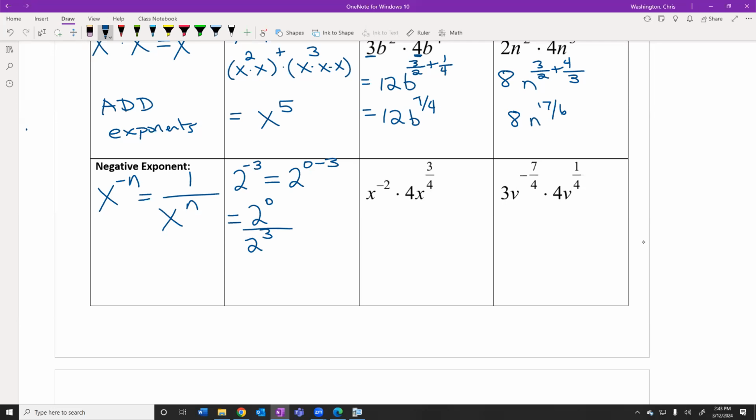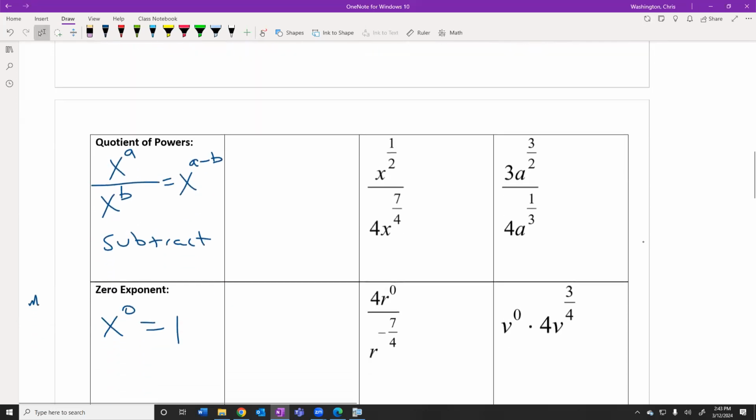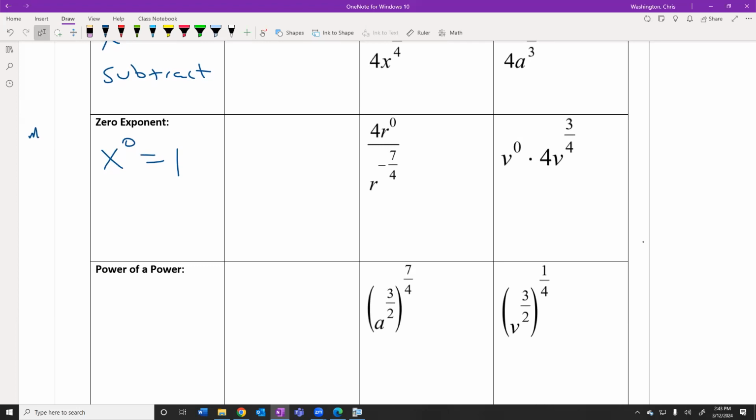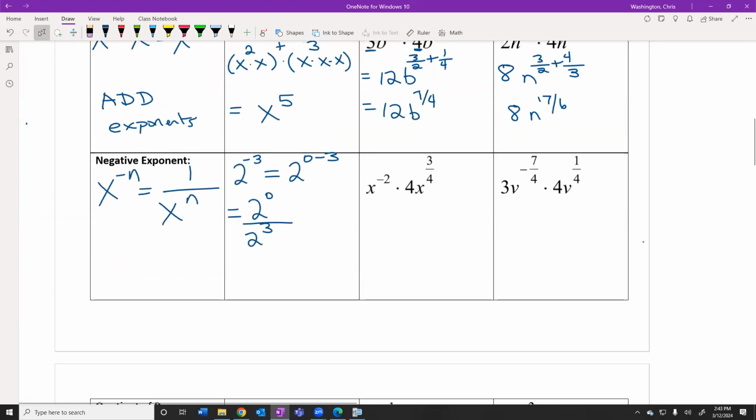Okay. What about 2 to the 0? Well, what do we know about any number raised to the 0 power? Any number raised to the 0 power is 1. So what does this equal? This equals 1 over 2 to the third. You could actually figure out what 2 to the third is. That's 8, so that would equal 1/8. But for the purpose of the property, we're going to leave it like that.